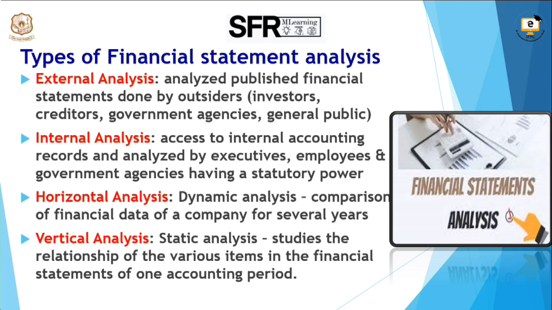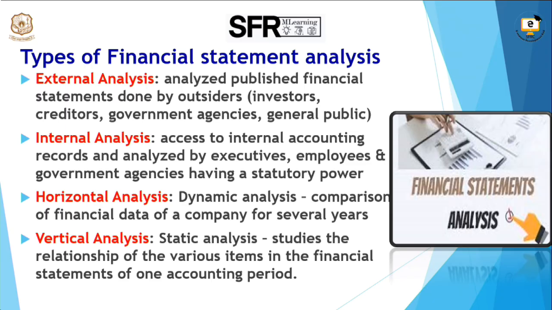So external analysis is done by the outsiders, but these persons do not have any access to the detailed internal accounting records of a business firm. Outsiders means investors, creditors, government agencies, credit agencies and the general public, they are analyzing the statements. And the second type is internal analysis. It is conducted by persons who have access to the internal accounting records, that is, those who are working as top executives of a business firm. They study the financial reports submitted by the management committees and analyze them. Then according to modus operandi, it can also be bifurcated.